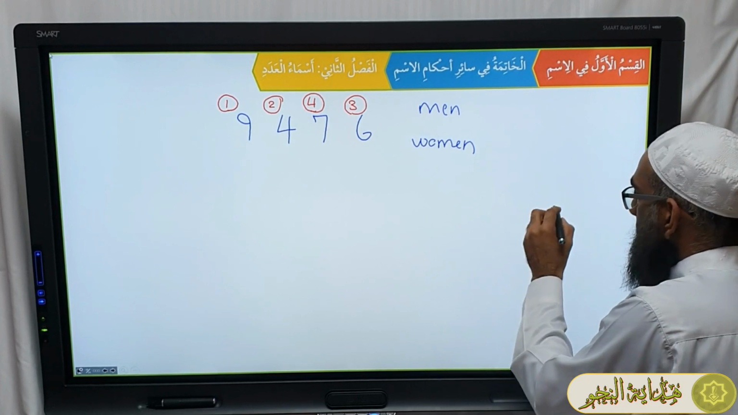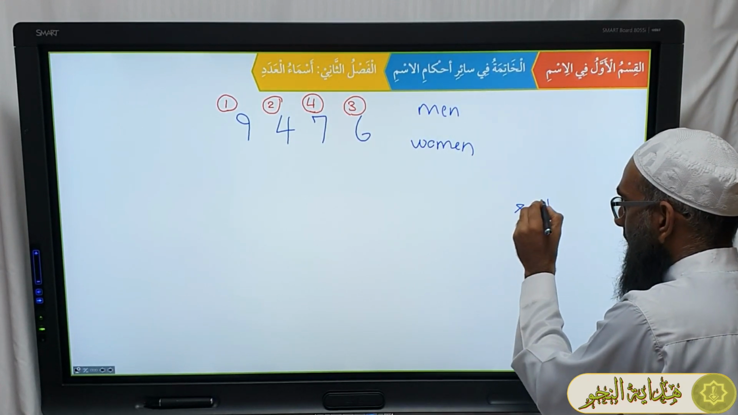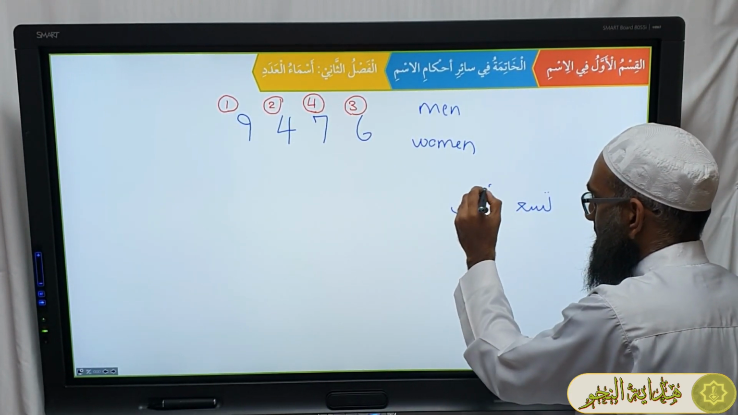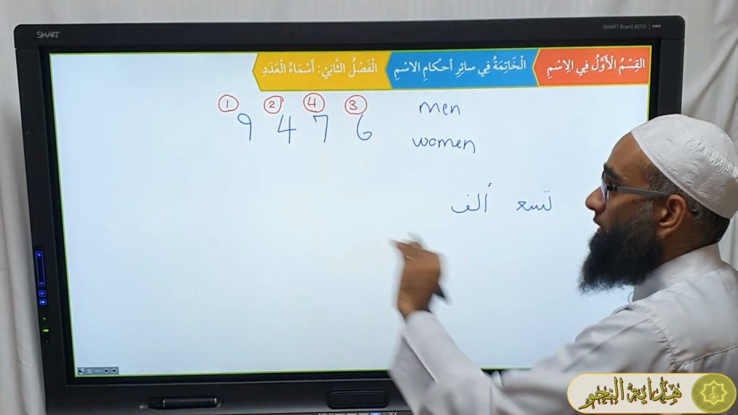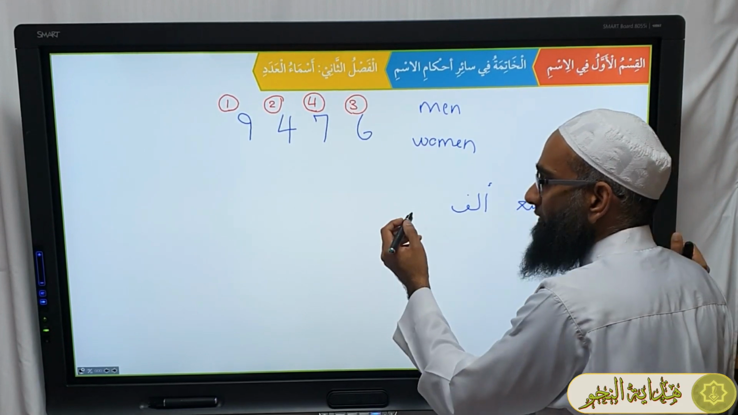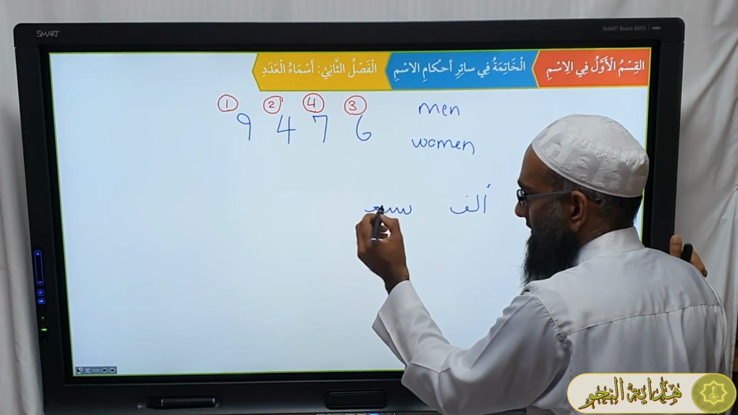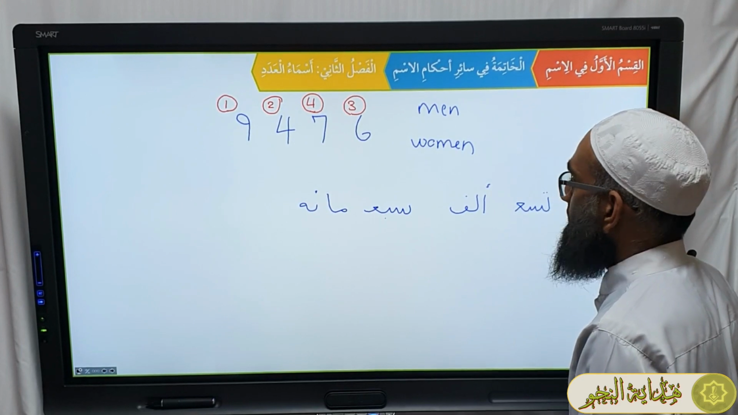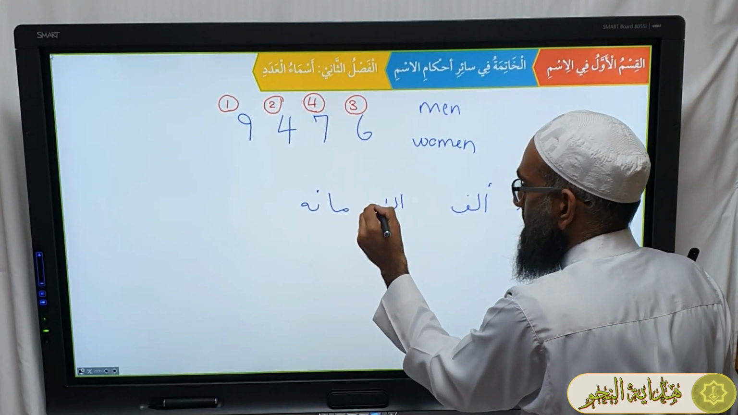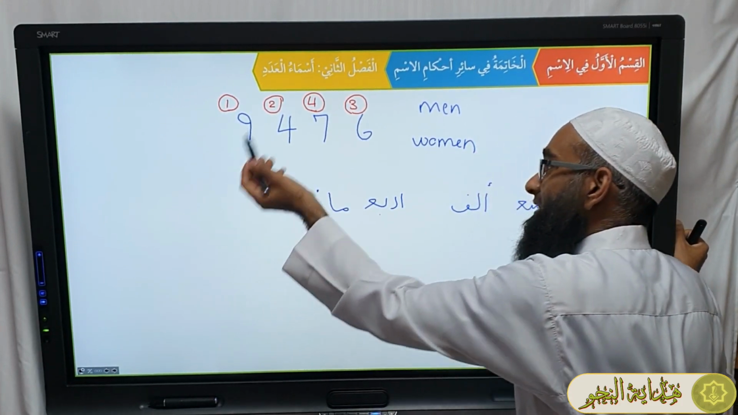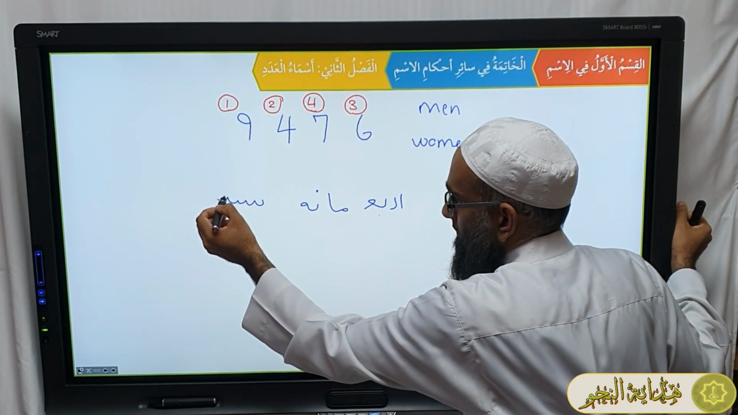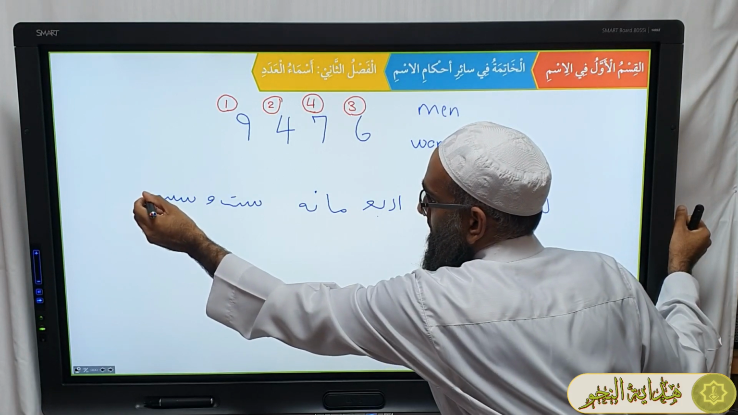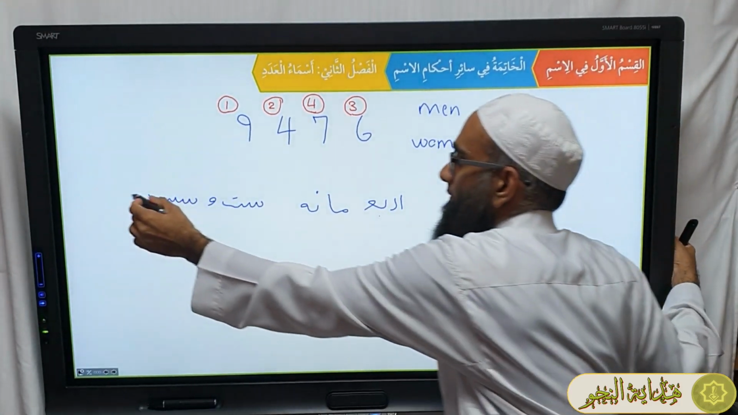So, how many thousands do we have? 9. So we have tis. I don't know if it's going to be masculine or feminine yet. Then we have alf. I'm just writing, we're going to correct this afterwards, right? Then we have 700. So number 7, sab'atun or sab'un. Then we have mi'a. And then not 700, we got 400, my mistake. Arba'u. Then we have 76, we have 6 and 7. So we say sittun wa sab'un.